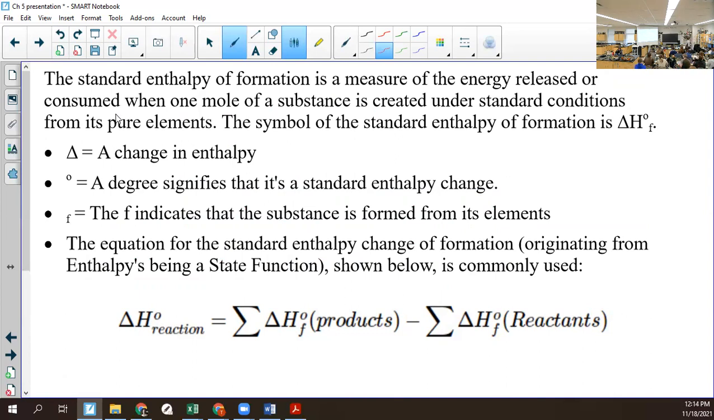All right, here we go. This is not any worse than anything we've done yet. And hopefully you realize chapter 5 is a lot easier than chapter 3 and 4. Here we go. The standard enthalpy of formation is a measure of the energy released or consumed when 1 mole of a substance is created under standard conditions from its pure elements. The symbol of the standard enthalpy of formation is delta H naught and a little f. And then there's a period at the end of that sentence. That's not part of it. So delta H naught with a little f.